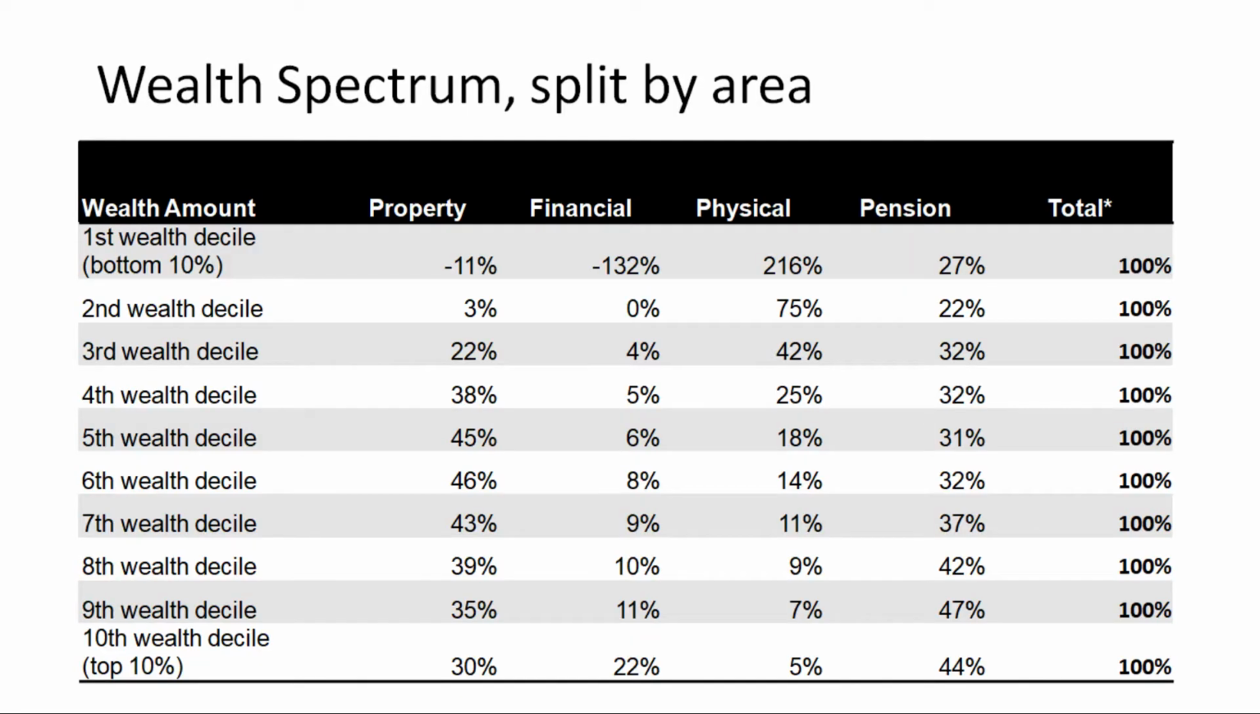As you go up the percentiles, you'll see that the share of money that sits within physical assets versus elsewhere dramatically drops. From the bottom 20% it is 75% physical, and it very quickly reduces from 42% to 25%, 18, 14, 11, 9, 7, and 5%.